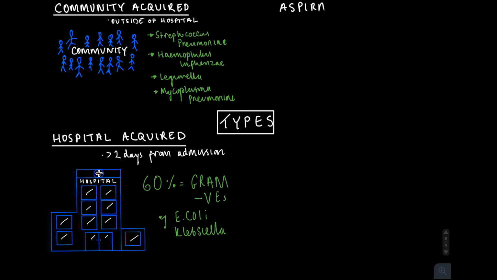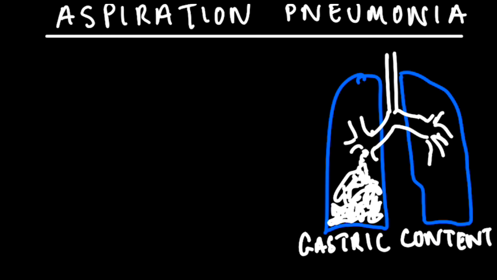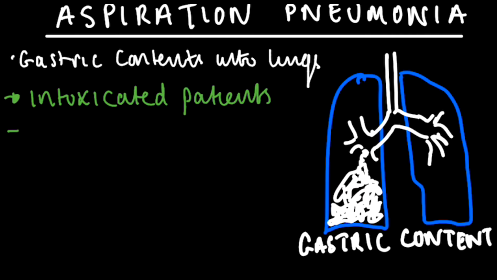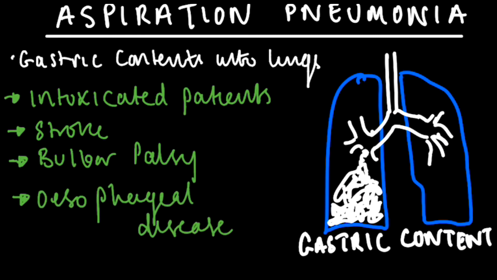The third type of pneumonia that we're going to talk about is something called an aspiration pneumonia. And that's what it means. It means when you aspirate something within your lungs. Most commonly, as this diagram shows, it's gastric contents. So it's important to bear this in mind, for example, with patients who are at high risk of aspiration. This includes intoxicated patients, importantly stroke patients or those with bulbar palsies who have unsafe swallows and therefore contents may enter into the lungs, or those with esophageal disease.